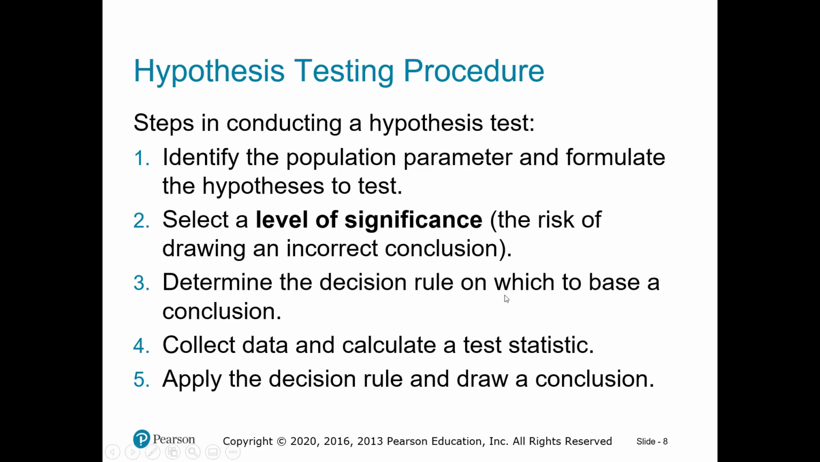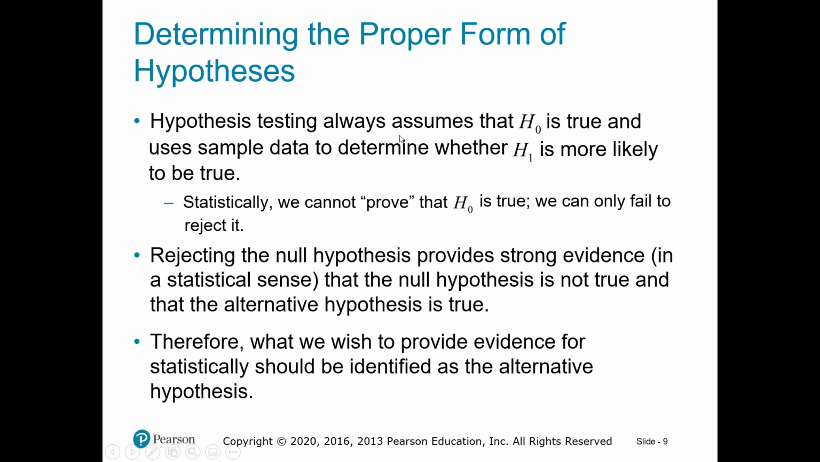We determine a decision rule. So in our non-technical example, it's like, how much evidence do we need to reject the touchdown? In statistics, it's how much statistical evidence do I need to reject my null hypothesis? Once we have our rule, we collect our data, we calculate our test statistic, we compare it with the decision rule, and then we make a conclusion.